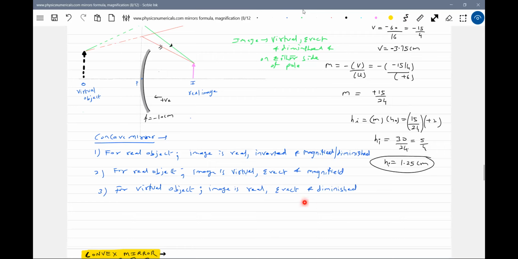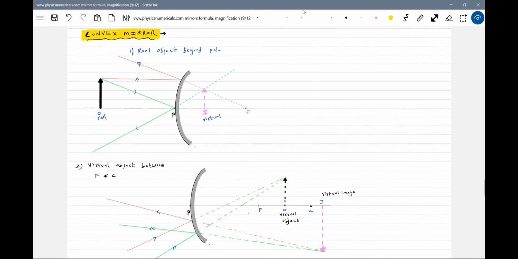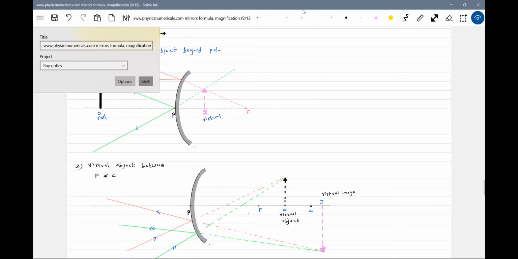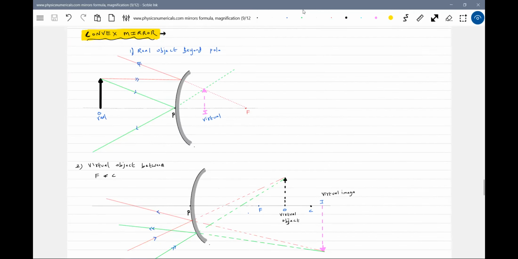Okay, so this is about the use of the mirror formula and magnification formula for a concave mirror. Now we'll similarly focus on the convex mirror. I have brought the ray diagrams again. I have pre-drawn them so that we can save time and I can focus more on explanation. Drawing and explaining parallelly will take more time. That's why I drew them. Then I'm looking at the diagram and explaining.